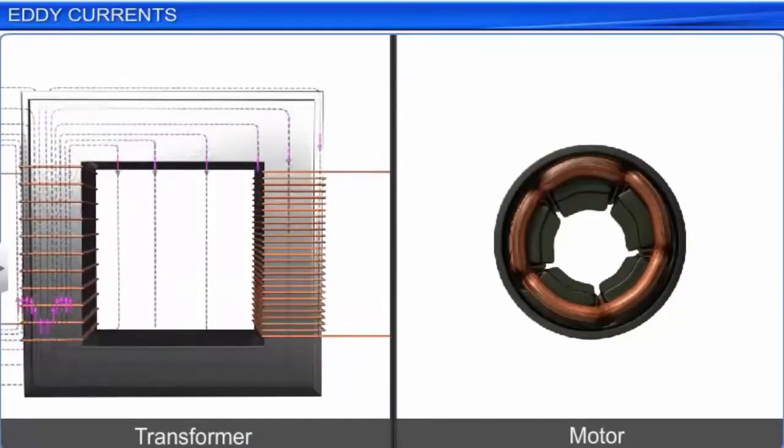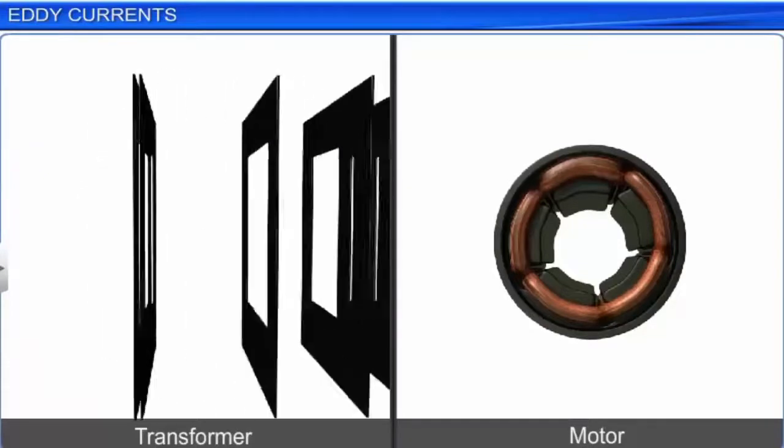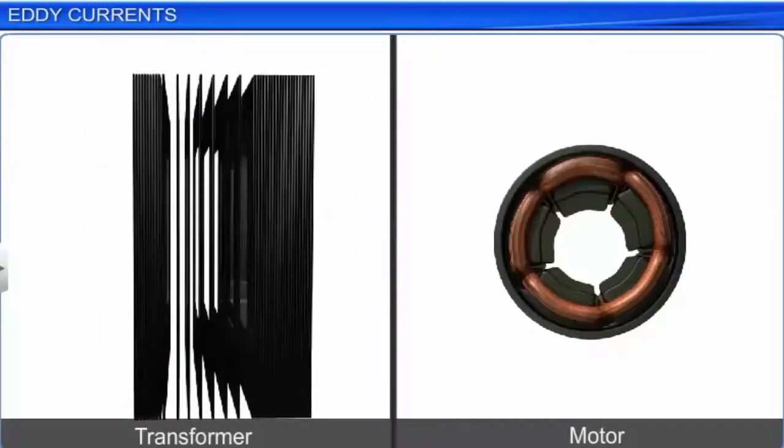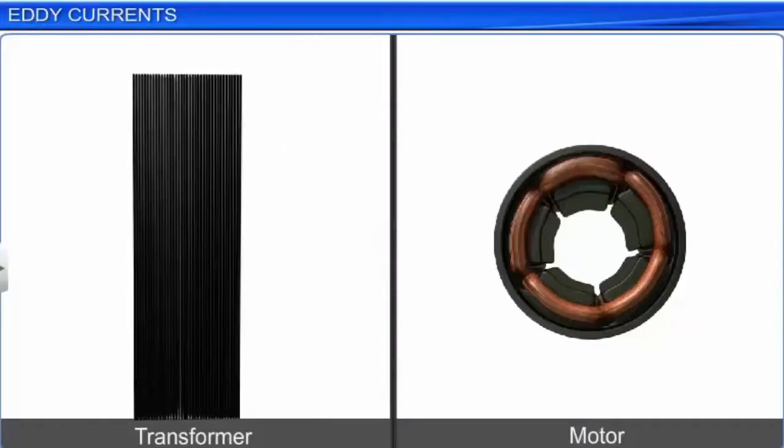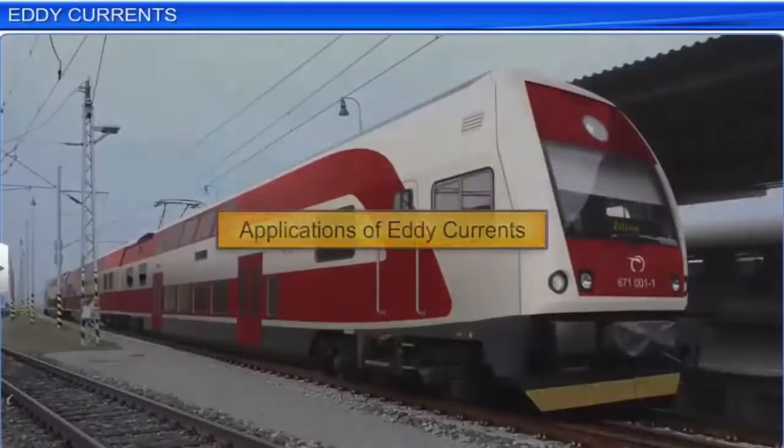Eddy currents are minimized by using laminations of metal to make a metal core instead of using a single metal piece. The laminations are separated by an insulating material like lacquer. The plane of the laminations is arranged parallel to the magnetic field, such that it cuts across the eddy current paths. This arrangement reduces the strength of the eddy currents. Since the dissipation of electric energy into heat depends on the square of the strength of the electric current, heat loss is substantially reduced. Let us now study the applications of eddy currents.